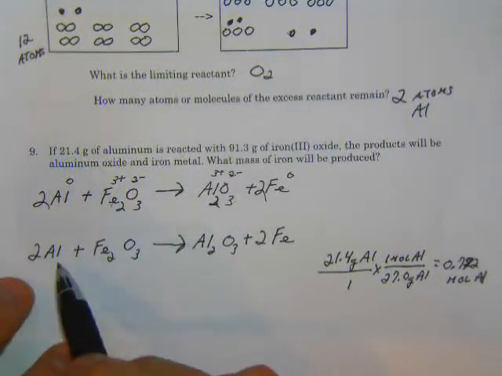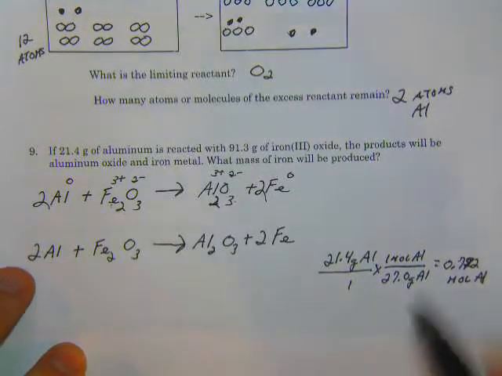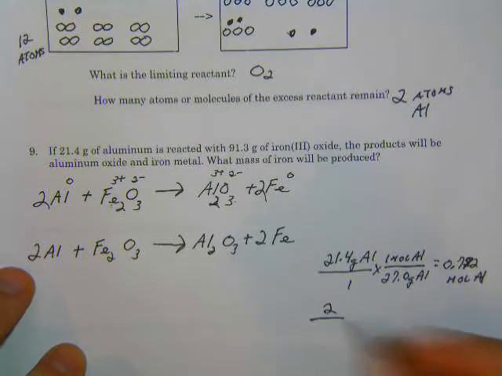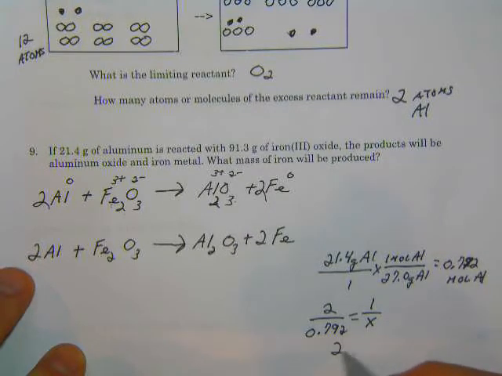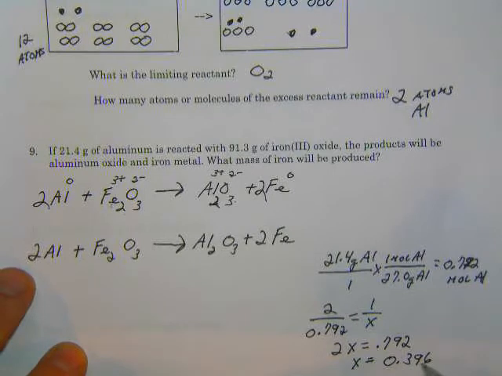So we have in the balanced equation, we've got to see what 1 is. So we have 0.792 equals 1 to x. 2x equals 0.792. So therefore, x is going to equal 0.396. Alright, so this is really the moles of aluminum.